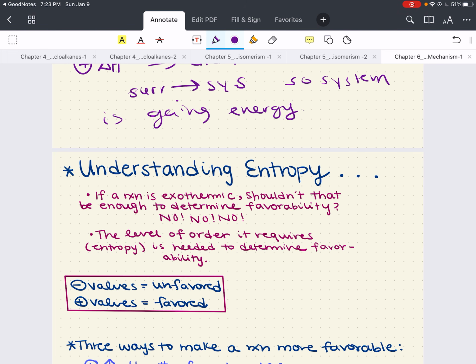So then we have to introduce entropy. The level of order it requires is needed too. Entropy is defined as the measure of molecular disorderness. This value is actually statistical in nature, but no math here. Instead, we're going to focus on chemical patterns that will help us determine if a reaction has positive entropy or negative entropy. Positive entropy means it's favored, and negative entropy means the reaction's unfavored.